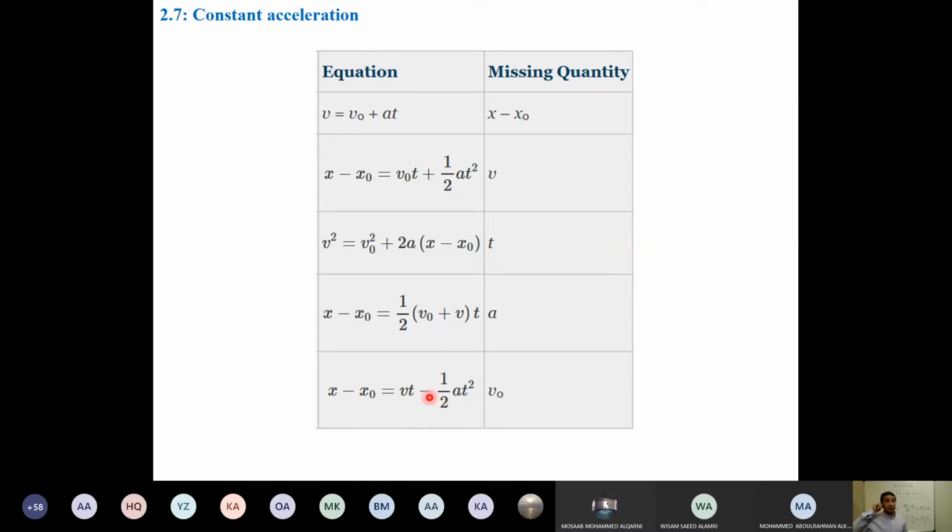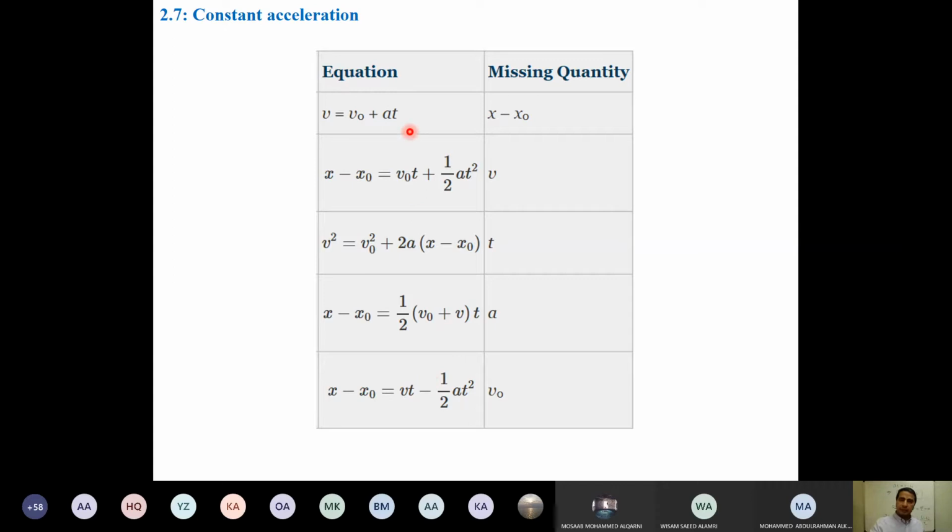How does it come? When you try to eliminate V naught between this equation and this one, this is what you will get, which is the fifth equation. But to make a long story short, let me just conclude what we want to say here.